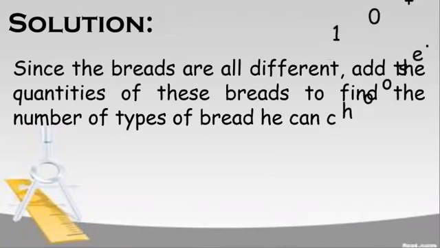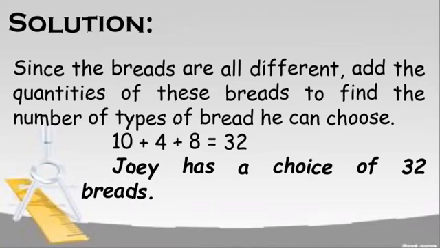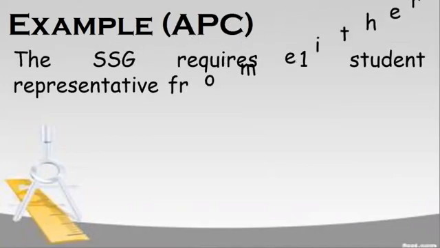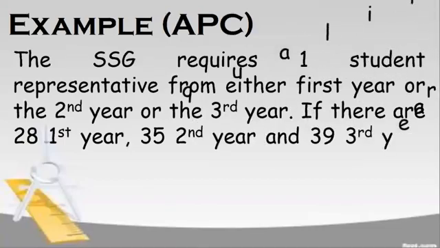So since the breads are all different, we can just add the quantities of this bread to find the number of types of breads he can choose from. So we have 10 plus 14 plus 8 is equal to 32. So we can say that Joey has a choice of 32 breads. So yun po yung ating addition principle of counting.